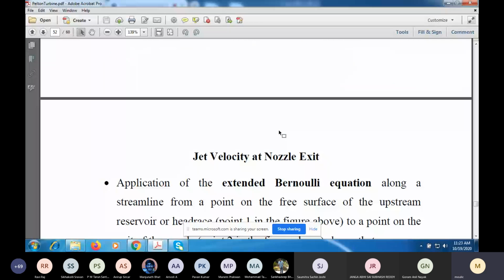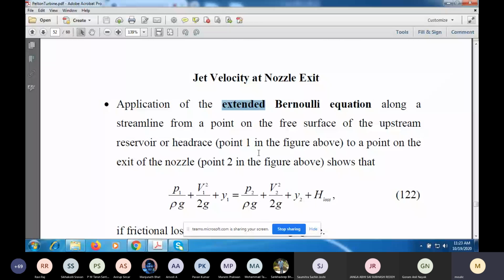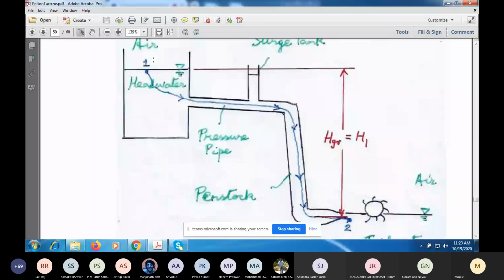Now we want to find the nozzle velocity, the jet velocity at the nozzle exit. So we'll apply what you may call the extended Bernoulli equation along a streamline which I have already indicated. So look at this blue curve here. It's a schematic of a streamline. So a fluid particle here will start to flow down along this, and it will go out through 2. So you can apply the extended Bernoulli equation between point 1 and point 2.